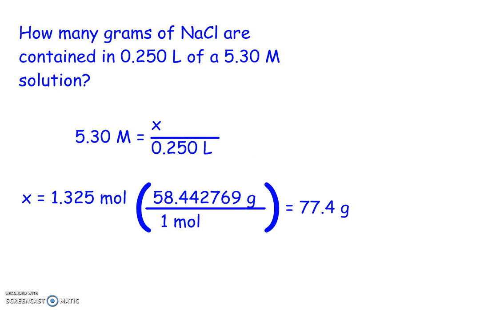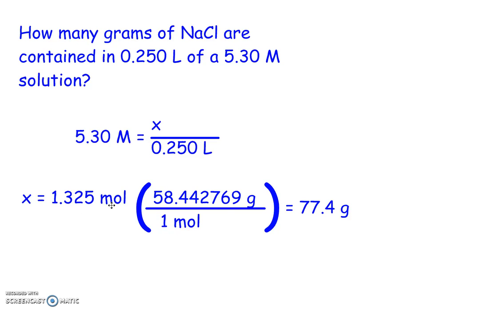And this is my final answer because all it's asking for is the molar concentration. This question is asking about grams. Grams isn't part of that equation, so we're going to have to do a couple of steps to get our final answer. So this question says, how many grams of sodium chloride are contained in 0.250 liters of a 5.30 molar solution? Well, molarity, 5.30 molar, equals moles of solute, which isn't what I'm looking for, but I can convert from moles to grams, divided by liters of solution, 0.250 liters. When I solve this, I get X is equal to 1.325 moles.